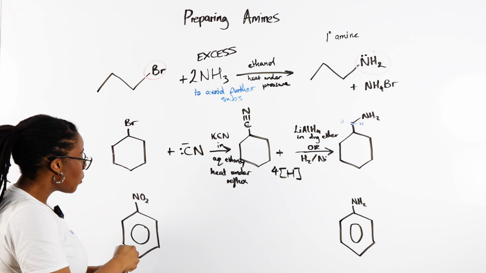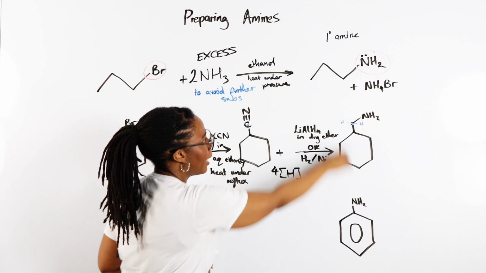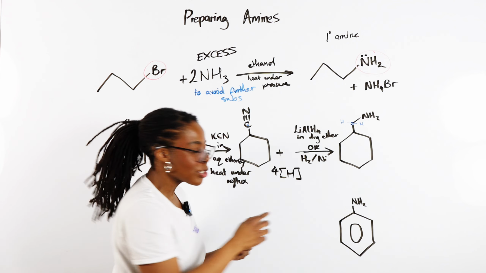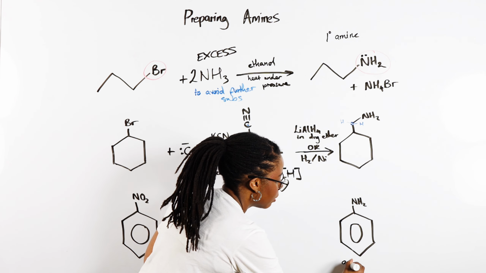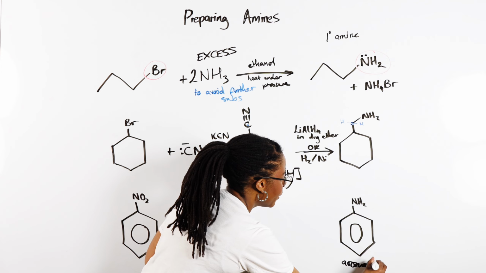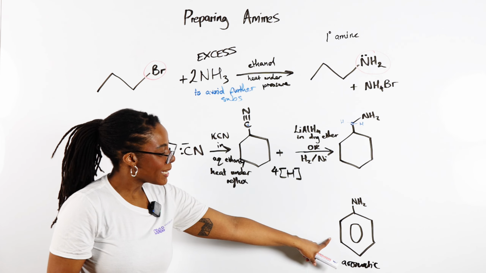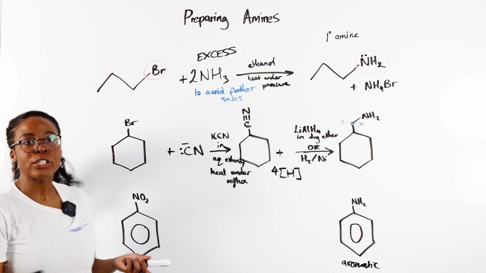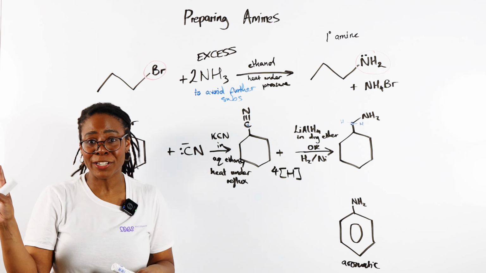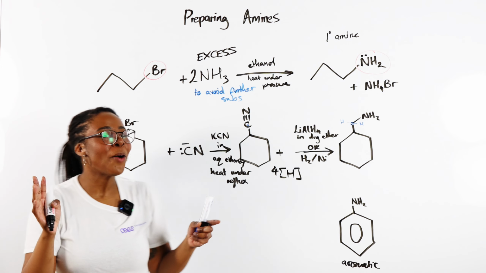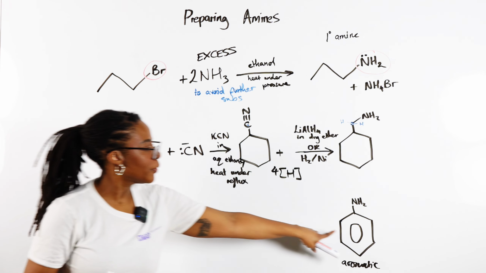The last one, and again, the difference between this amine and the other 2 is that this one has got a benzene ring. So this is an aromatic amine. Specifically, this is phenylamine. And aromatic amines come from nitrobenzene. Now, how to form nitrobenzene, that is a video unto itself. So now we're going to start from the place where the nitro group is already on there. And then how do we get from here to here?